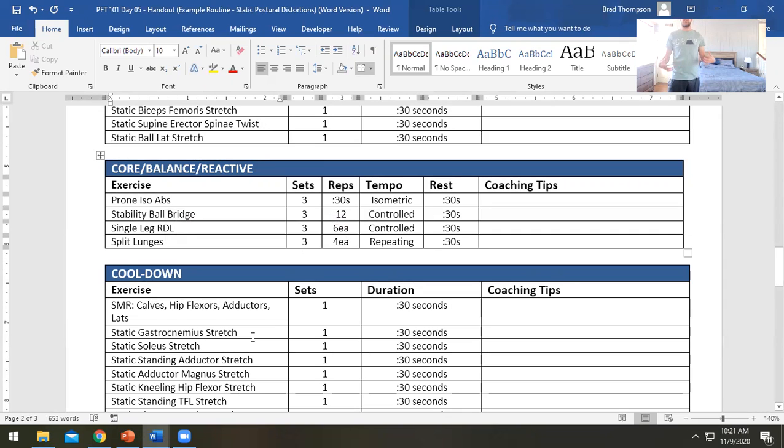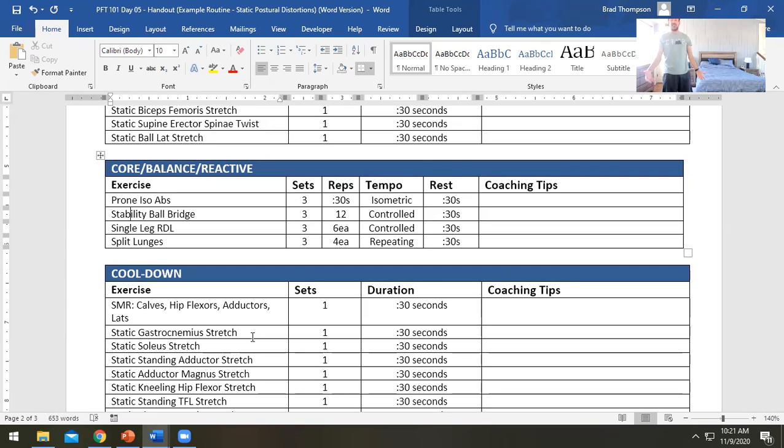Then we've got a stability ball bridge, which unfortunately I don't have a ball up here today. But imagine my upper back is on a ball right here. So a stability ball bridge would be where I would go like this, and I would bridge straight up. So what I'm doing is I'm strengthening my glutes right here, right? So that's a lot of hip extension. Again, that's strengthening the opposite of my hip flexors.